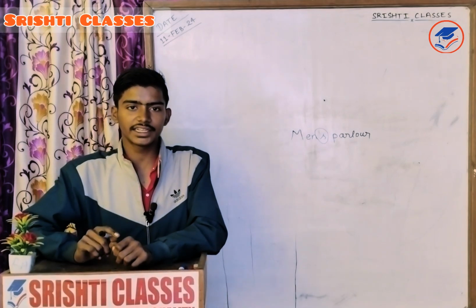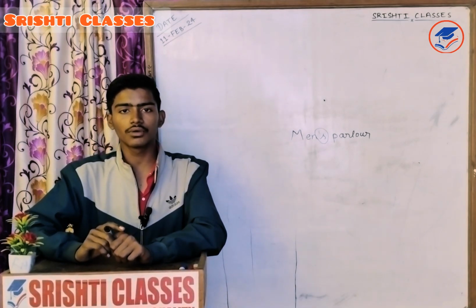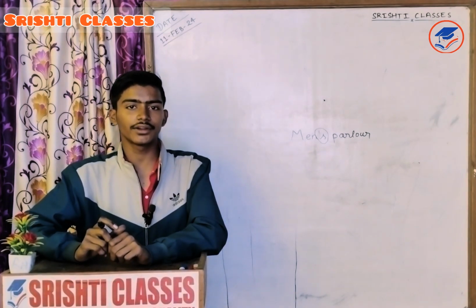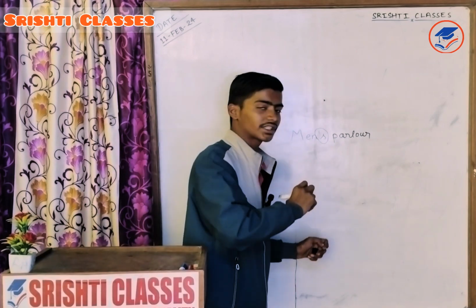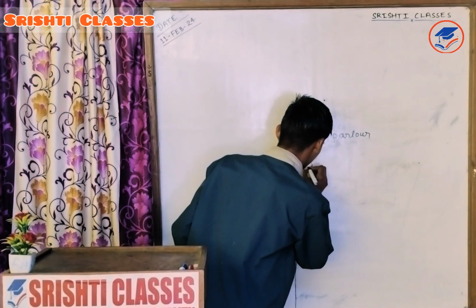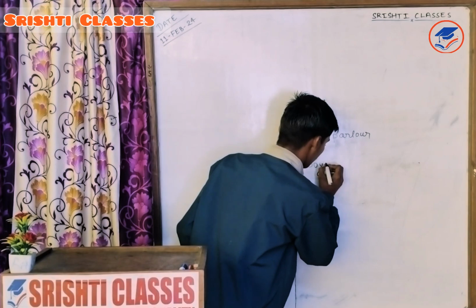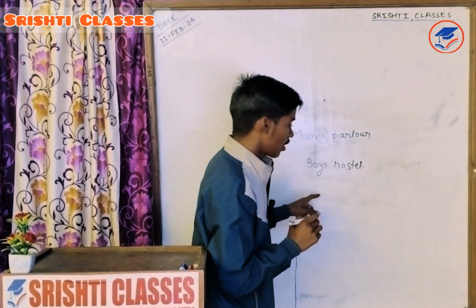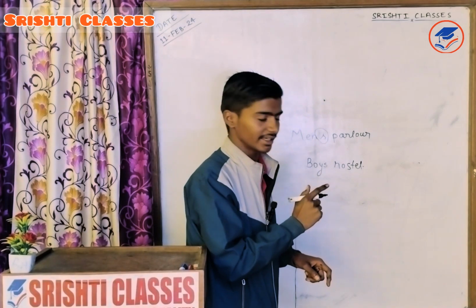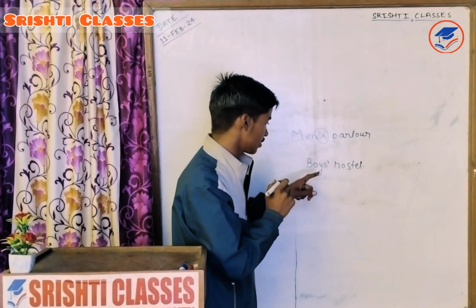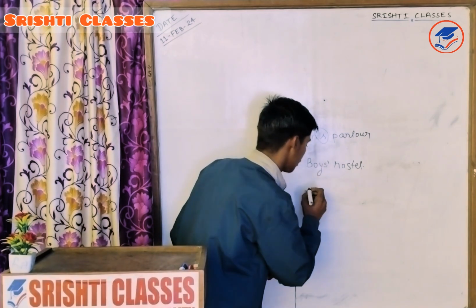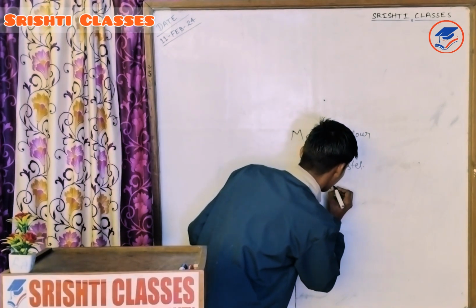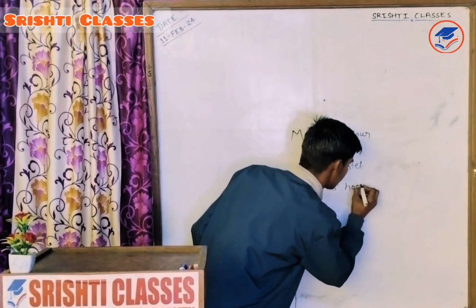Another rule is, if any plural noun ends with the letter s, then we use only the apostrophe sign at the end of that particular noun. For example, boys hostel. It is wrong. If we want to correct it, then we use the apostrophe sign to show possession. Boys' hostel. Girls' hostel.